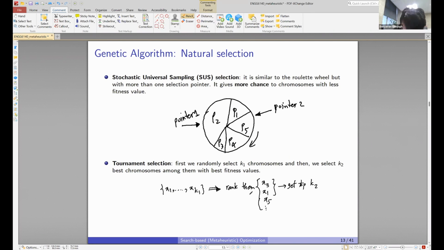Another one is stochastic universal sampling, or SUS selection.